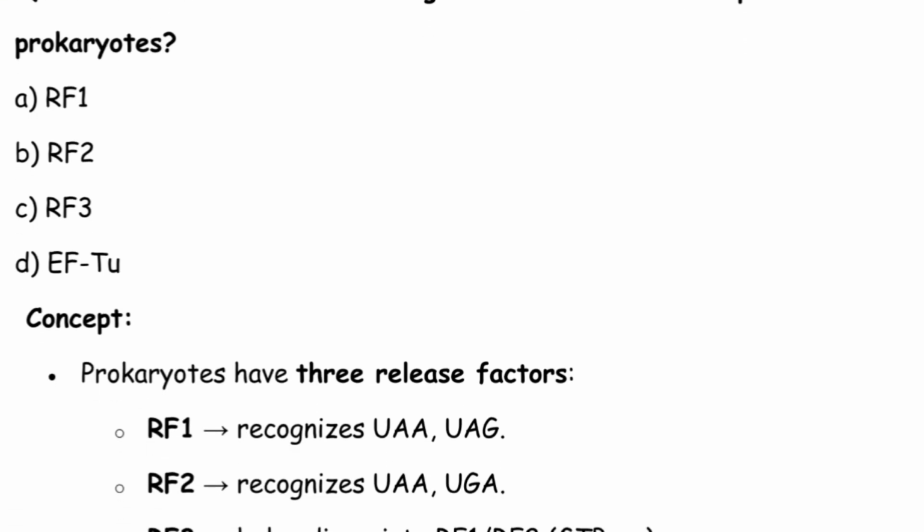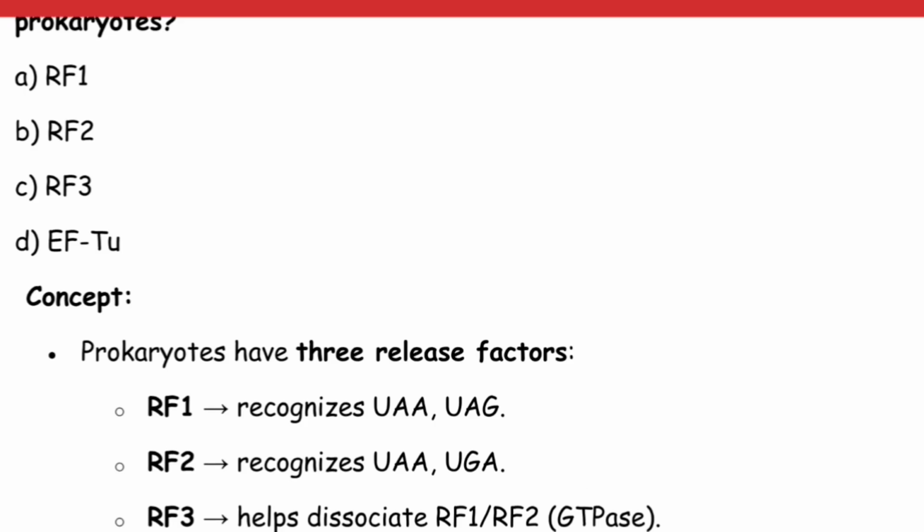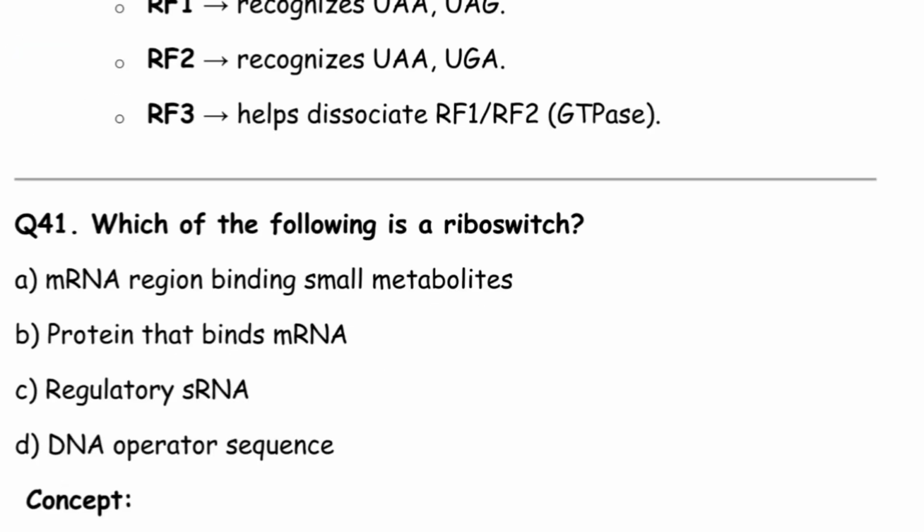Release factor 1 recognizes UAA and UAG. Release factor 2 recognizes UAA and UGA. And release factor 3 helps in dissociation of release factor 1 and release factor 2. That is why the correct answer is A, release factor 1. Next question.